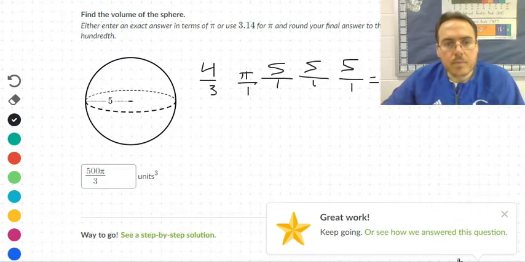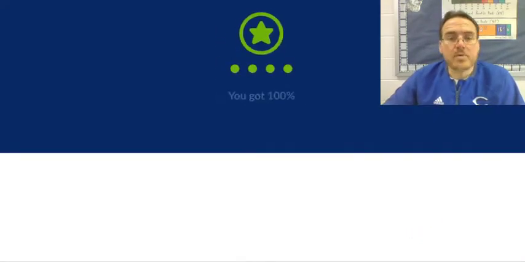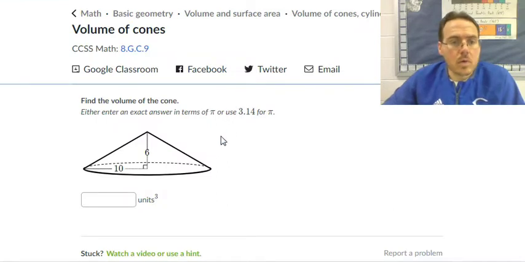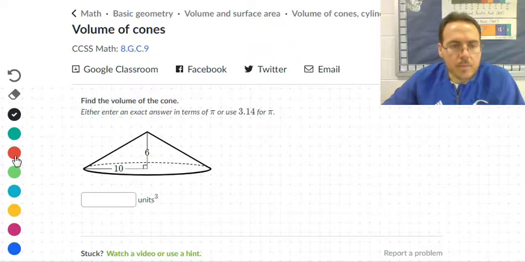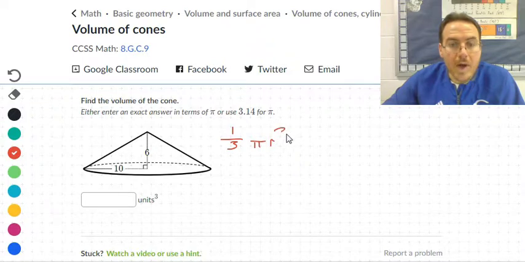Okay, the next most requested shape was the cone. Either enter an exact answer, and I'm a fan of using pi right now as my go-to, but you could use 3.14, totally acceptable. So the formula for a cone is 1/3 pi r squared times the height.